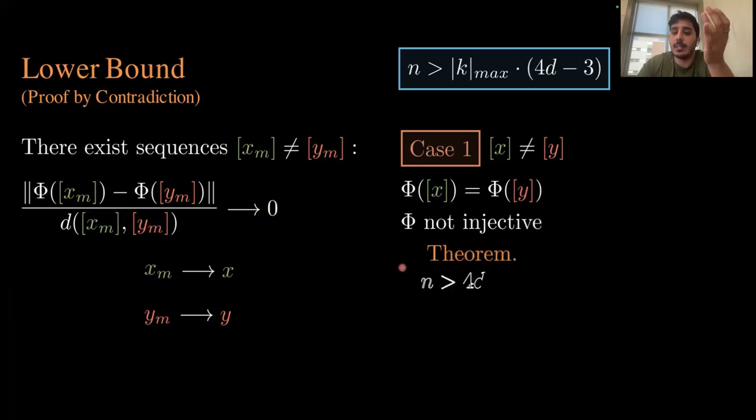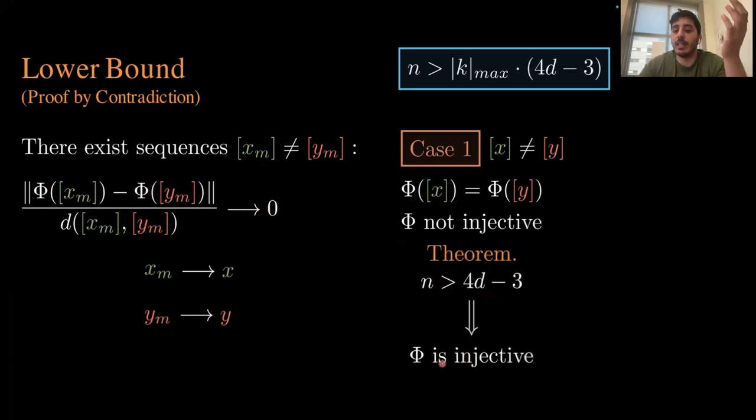But then we have a theorem that says if you have enough measuring devices, at least 4D minus 3, then phi is injective. But we have k max factors of limit. K max is at least 1. So the hypothesis of the theorem is satisfied, which means phi is injective, which contradicts the statement that phi is not injective. So that's a contradiction.